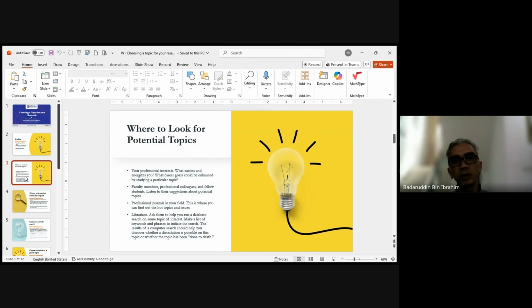And then the second point is from your faculty members, your peers, your professional colleagues. When you identify the topics, listen to the suggestions of fellow students about the potential topics. This is one of the things. But again, you can have this kind of insight or approach, but then again, you must have patience.